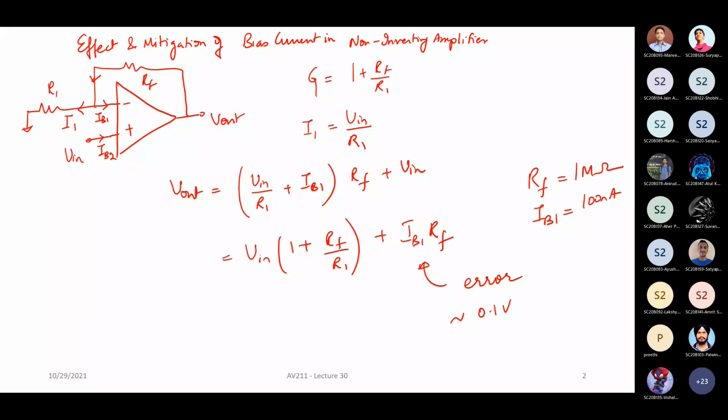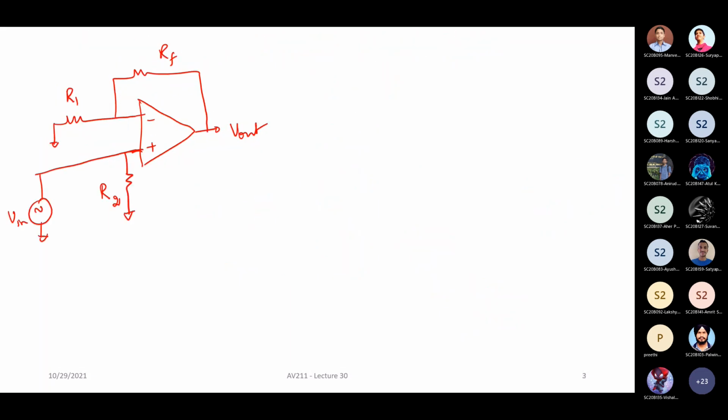Now, in order to help with this bias current problem, sometimes people will try to put a DC block capacitor like this. But that also will not typically work out much. So that is a problem with the non-inverting configuration. Let us look at the inverting one.